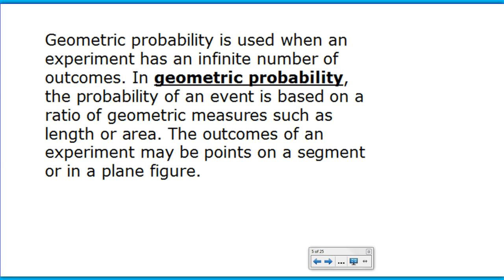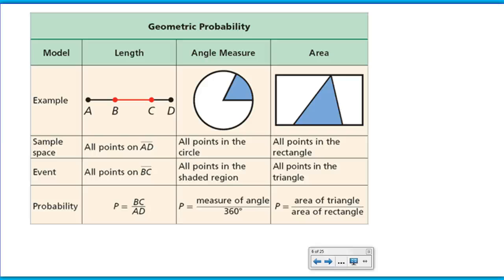Geometric probability is used when an experiment has an infinite number of outcomes. In geometric probability, the probability of an event is based on a ratio of geometric measures such as length or area. The outcomes of an experiment may be points on a segment or in a plane figure. Here are some examples.